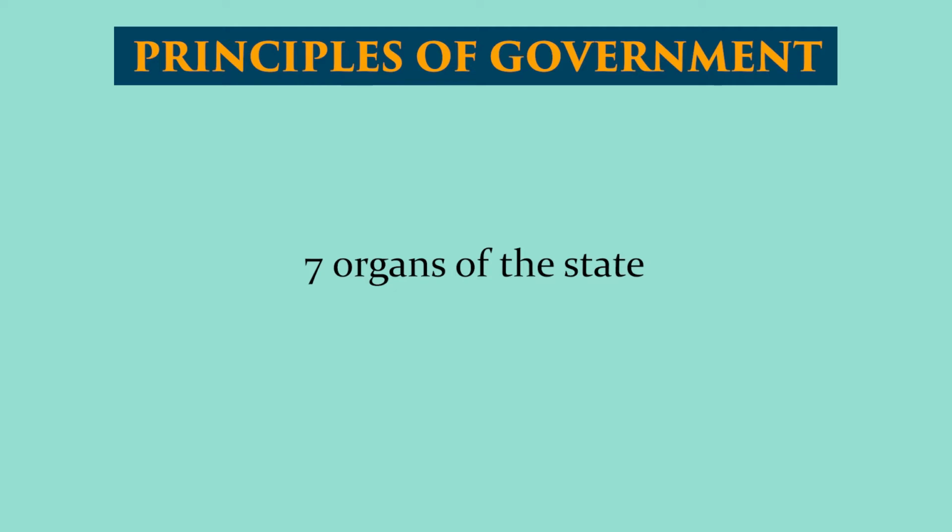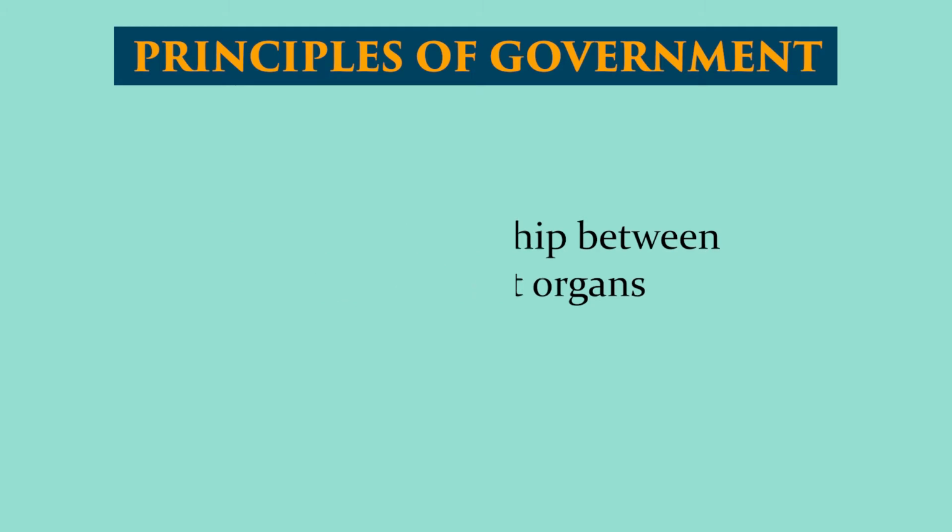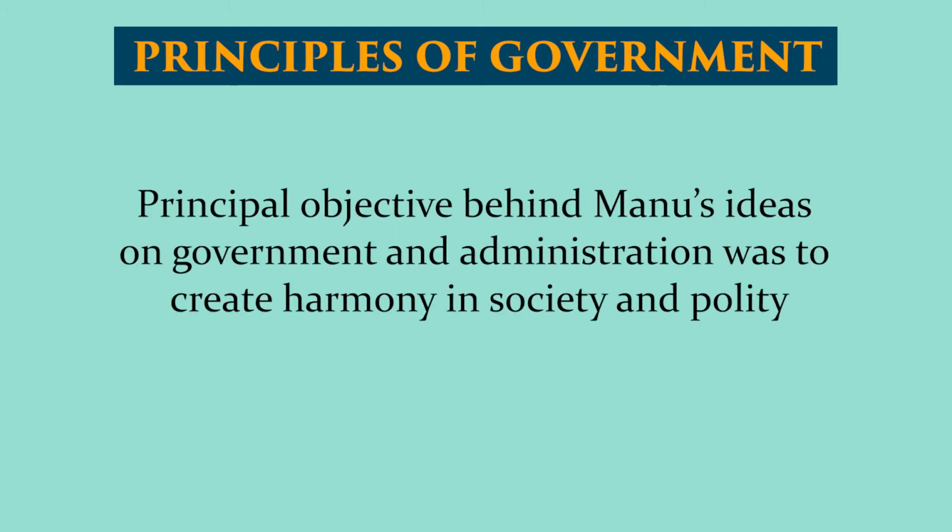Manusmriti focuses on the 7 organs of the state. And these 7 organs, which comprise the king, ministers, territory, population, fortresses, treasury, army, and a system of alliances, are all related to each other and share a complementary relationship. In fact, Manu believes in the organic relationship between the different organs of the state. The principal objective behind Manu's ideas on governance and administration was to create harmony in society and polity.